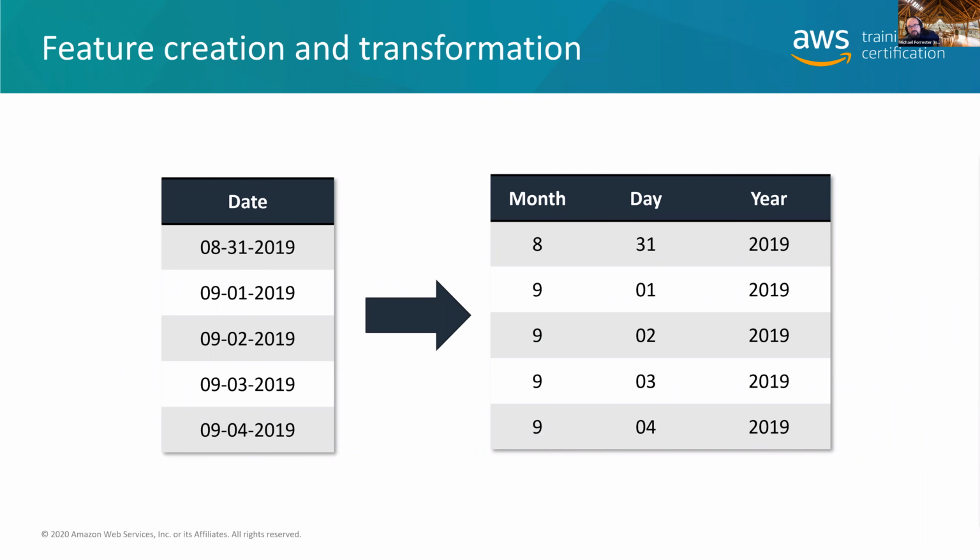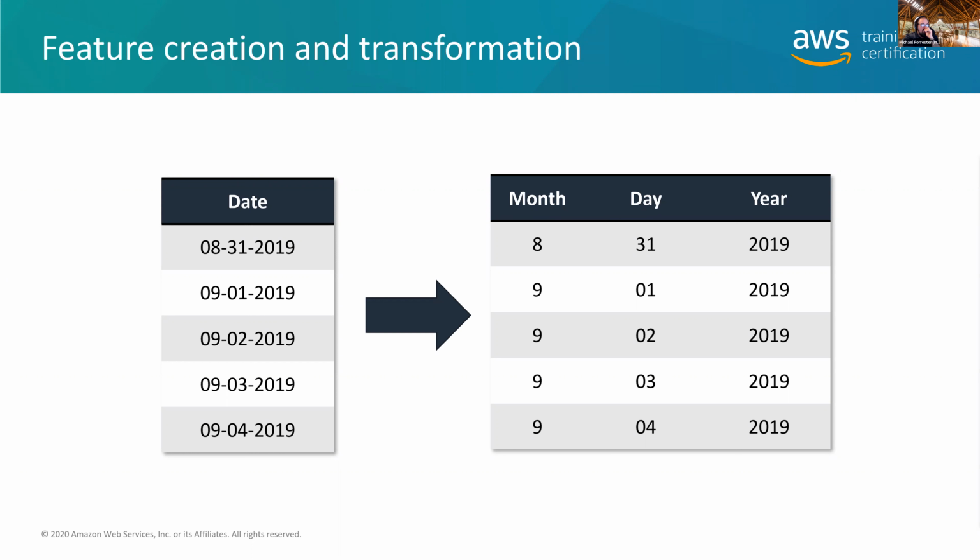Now, feature creation and transformation, unlike extraction and selection, is not a dimensionality reduction technique, right? Instead, you're going to generate new features from existing features. For example, date is a feature, and here we're going to format it into month, day, year. Another one is the creation of days of the week from the actual day of the sale.